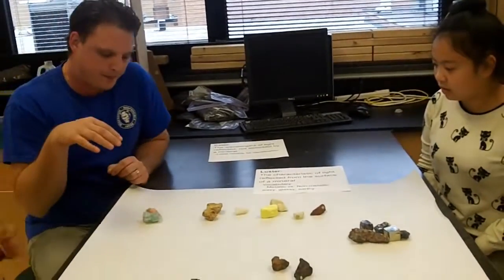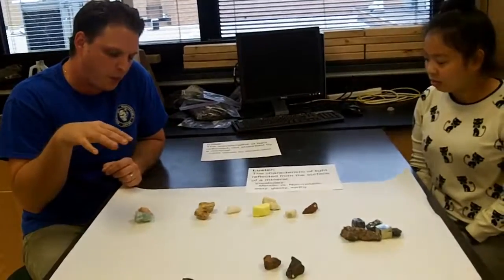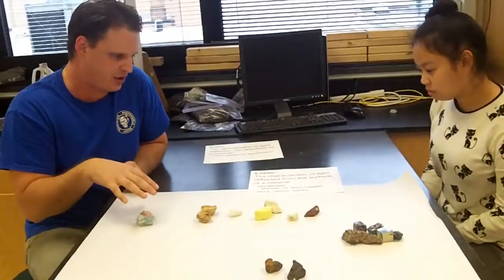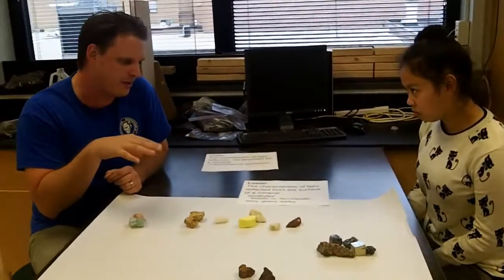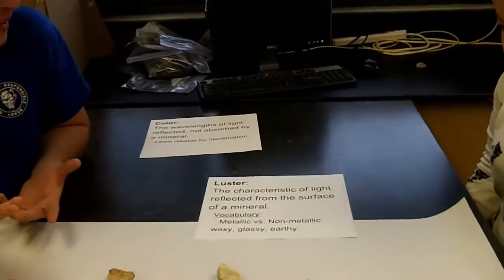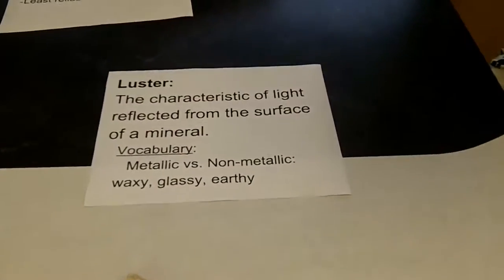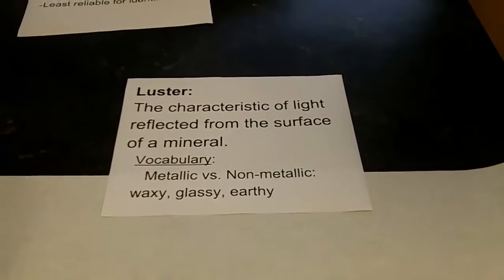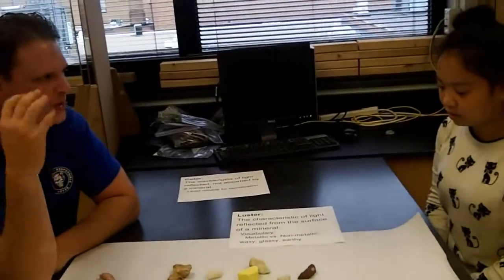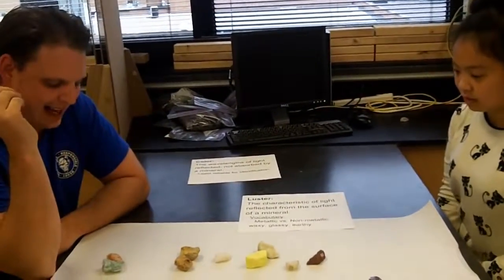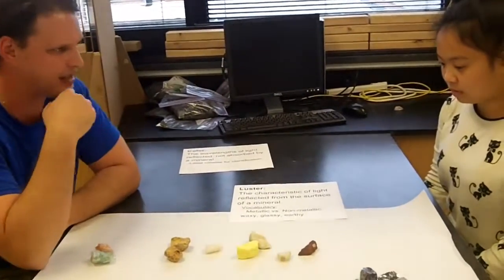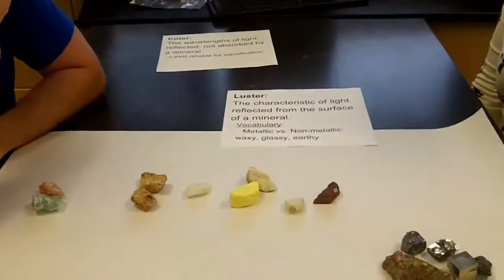Now, if it reflects light in a different way, not as much as glassy, so it doesn't look as shiny, we're going to go down to something called waxy. Think of a candle and what wax looks like, because wax can have a little bit of a sheen to it. Which one do you think is kind of waxy? Maybe not as shiny as the glassy one, maybe a little bit less than that. Which one do we think?